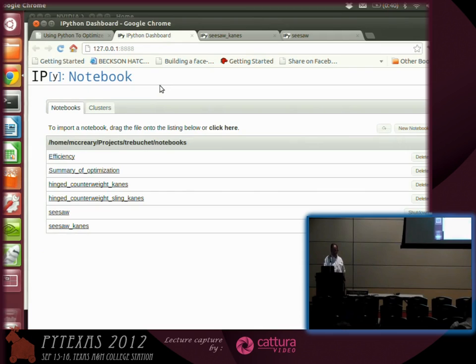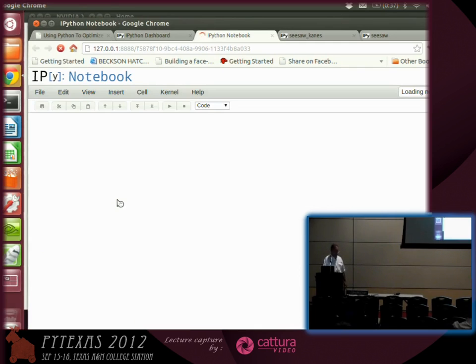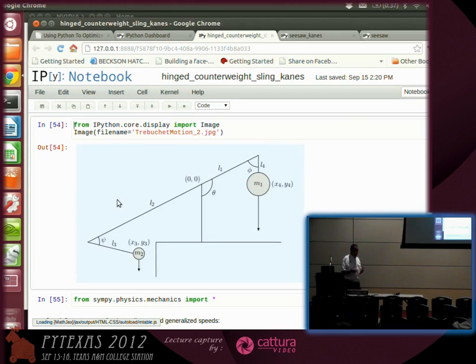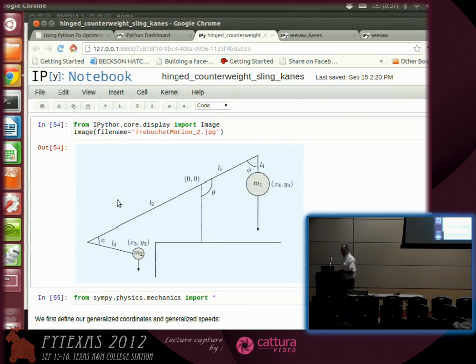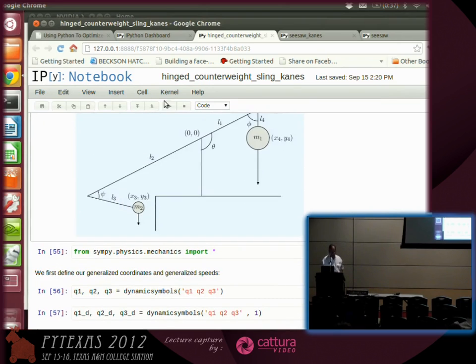Let's go ahead and jump to the hinged counterweight sling using Kane's method. Now, this is the problem we're actually trying to solve, right? We don't have any constraints on that mass. Obviously, on a real trebuchet, you'd be slinging it, and that mass would be riding on some kind of track, and then it would come around and then go off. But here, for a real design, it's going to be pulling it so hard it's not going to sink below the track that would be there.